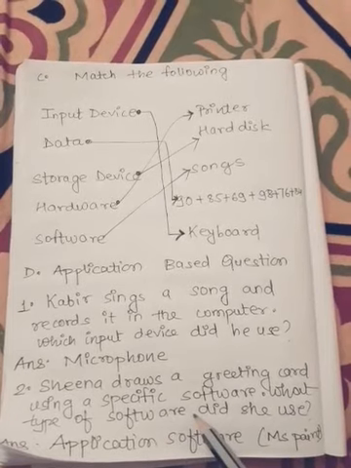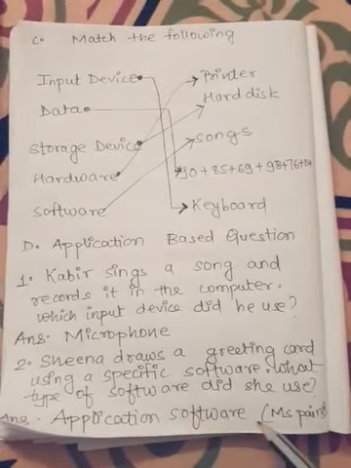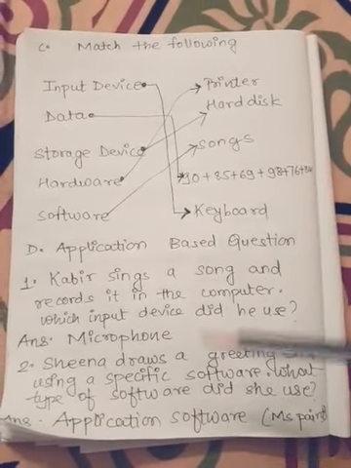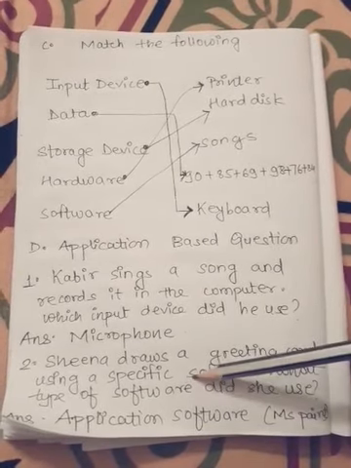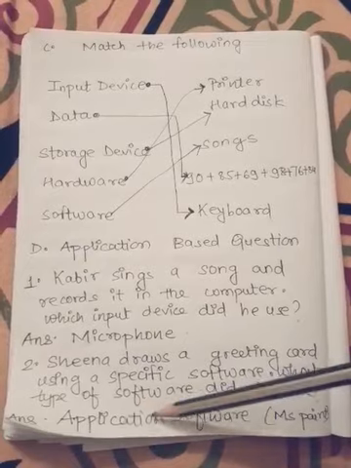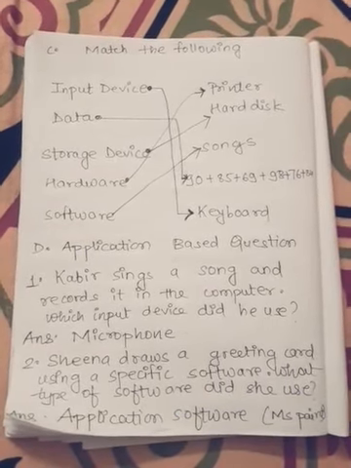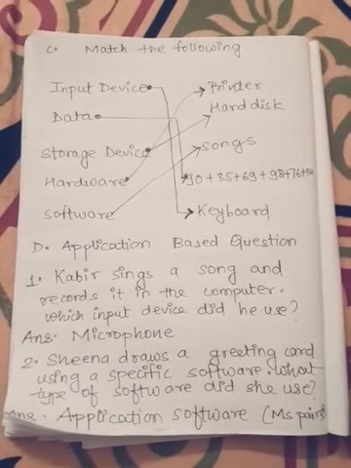Sheena draws a greeting card using a specific software. What type of software did she use? She used application software, and you have MS Paint and Tux Paint for different painting purposes. So, students, for a specific purpose, the software which is used is called application software. And system software is used for managing the entire working of a computer system.